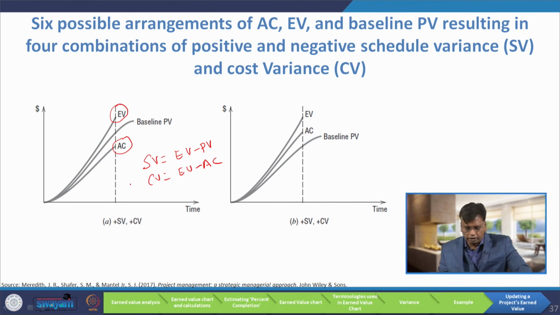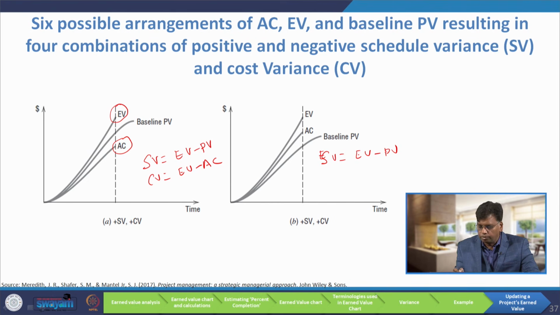The second situation: actual cost is more than the baseline planned value, but the EV is also more. In this situation, if we find the schedule variance, EV minus PV will be positive, and the cost variance, EV minus AC, will also be positive. These are the first two possibilities.